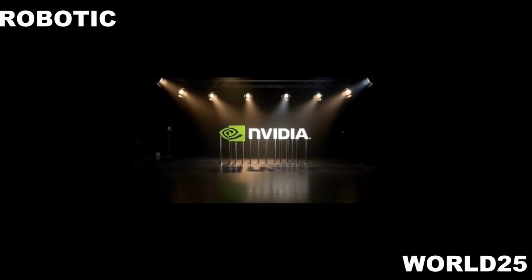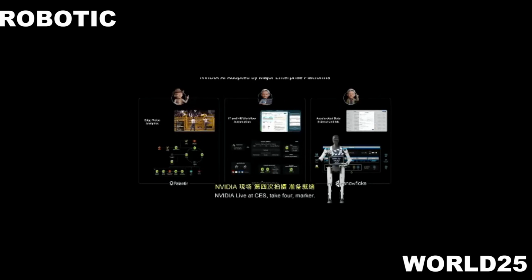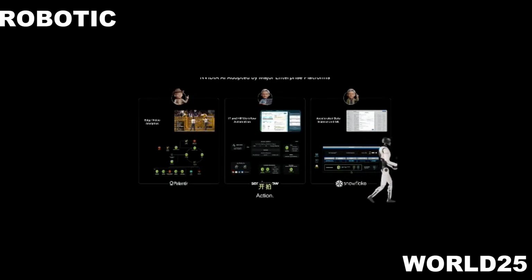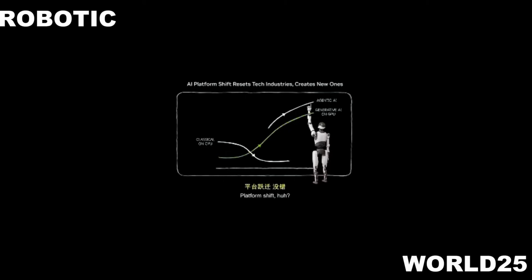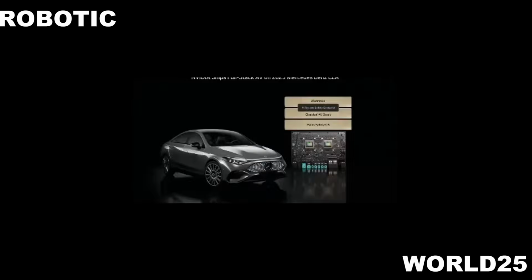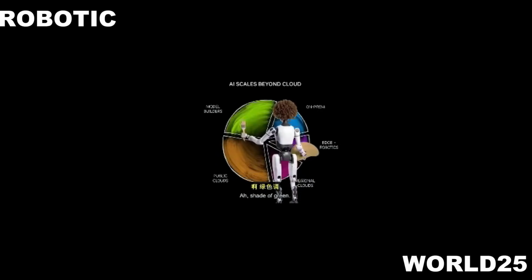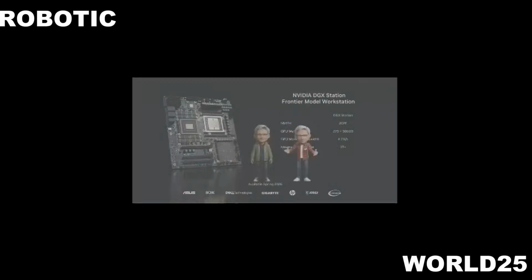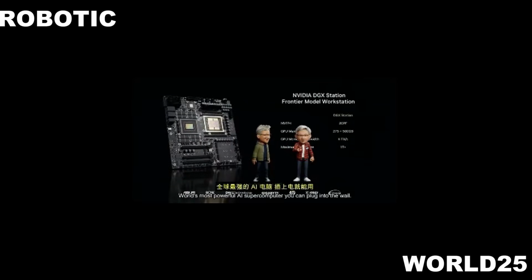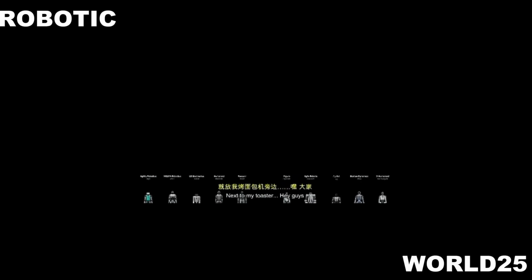And cut. NVIDIA Live at CES Take 4 Marker. Boom mic. Action. Sorry, guys. Platform shift, huh? That should do it. And let's roll camera. Shade of green. A bright, happy green. World's most powerful AI supercomputer you can plug into the wall, next to my toaster. Hey guys, I'm stuck again. I'm so sorry.